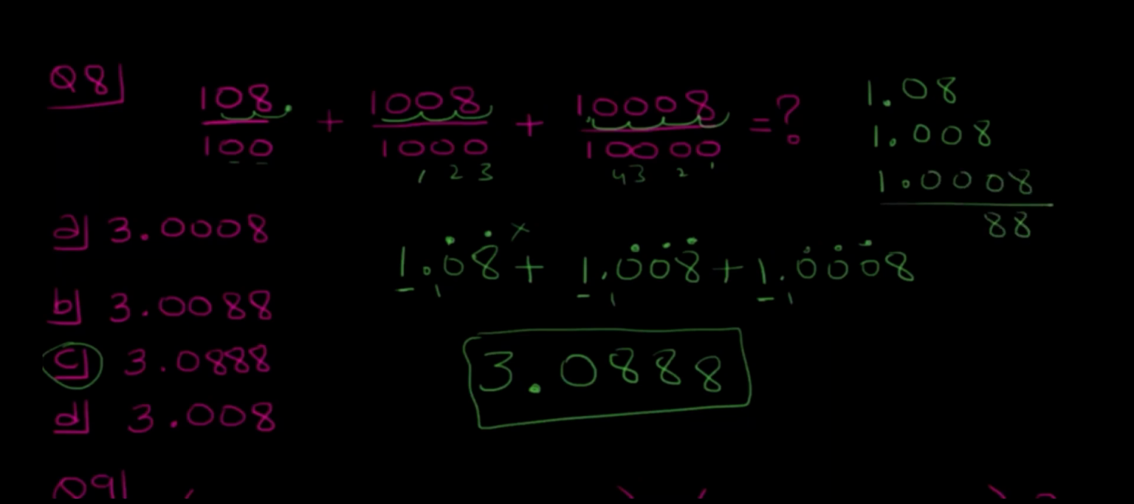So when I added them up, I got 0.1, 1, 2, 3, 3, 3, 3. That's a 3. So I hope this was an easy question. The answer is option C.